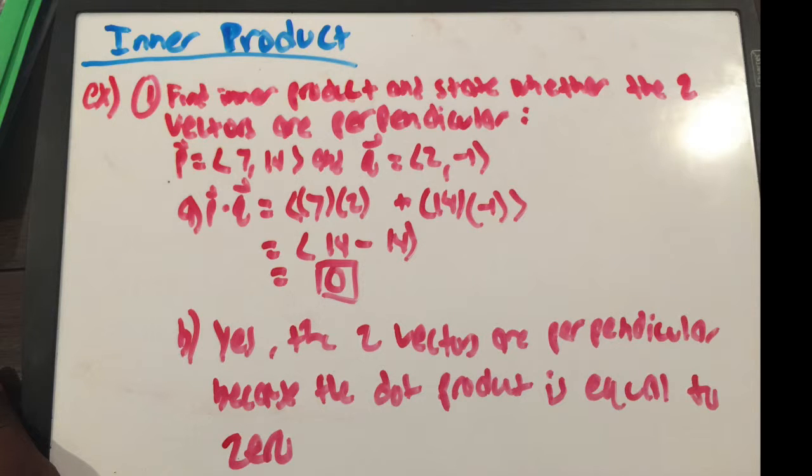Okay, example 1 of the inner product. Find the inner product and state whether the two vectors are perpendicular. Vector P equals 7, 14, and vector Q equals 2, negative 1.